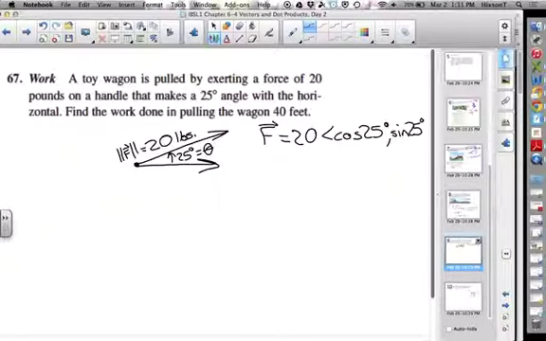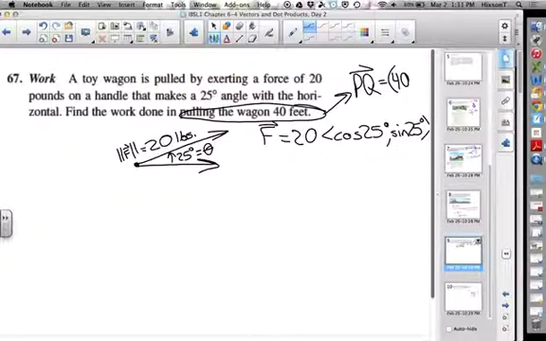We distribute it in. Obviously, we would have to use our calculator to find cosine of 25 and sine of 25. Then our displacement vector, if we're pulling at 40 feet, is 40, 0. So then you do the dot product of this with this to get the work. So work is the force vector times the displacement vector.